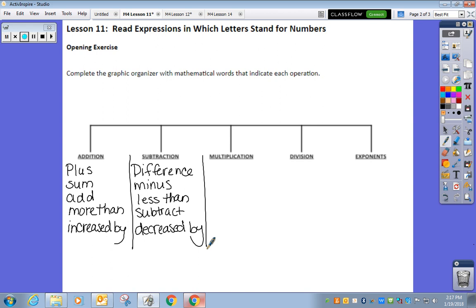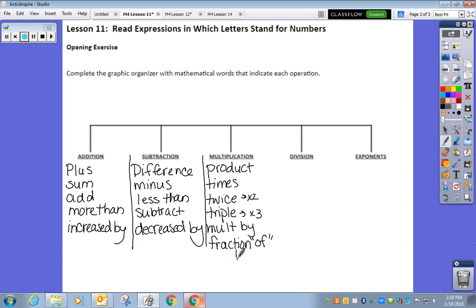For multiplication, it would be product. That's the answer to a multiplication problem. Times, twice, which means times 2. Triple, which means times 3. Multiplied by. Or sometimes with fractions, you may see fraction of. So for example, if I see half of, that would mean 1/2 times something.